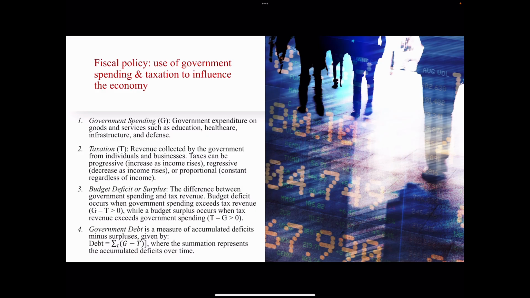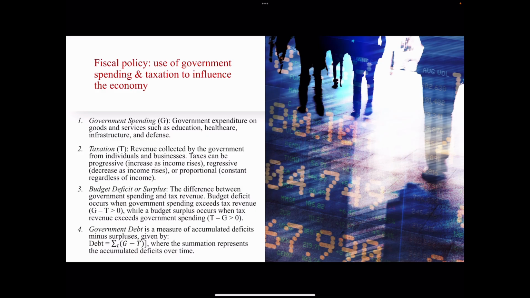Number 3 is the budget deficit or surplus that has to be taken into account. This is the difference between government spending and tax revenue. Budget deficits occur when government spending exceeds tax revenue, so G minus T is greater than 0, while there's a budget surplus which takes place when revenue exceeds government spending, so T minus G is greater than 0.